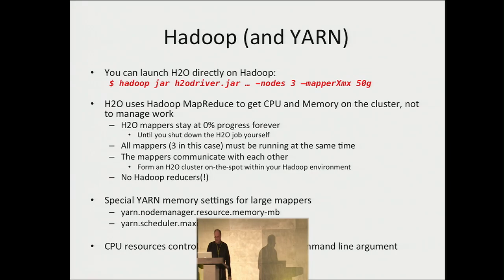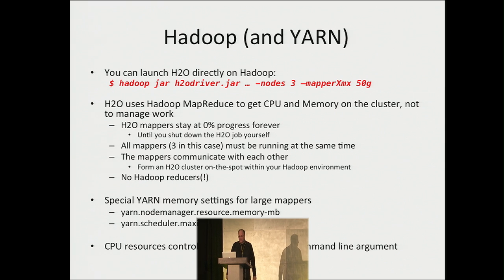And the point of that is all those mappers that are running, they all communicate with each other, which is a little bit weird. Normal Hadoop jobs don't do that. The mappers are generally independent. For us, we actually don't have reducers at all. Our whole point of using Hadoop is to get CPU and memory resources. So the mappers start, they claim their resources, they form an H2O cluster within your Hadoop cluster, and then you get to run H2O level jobs.